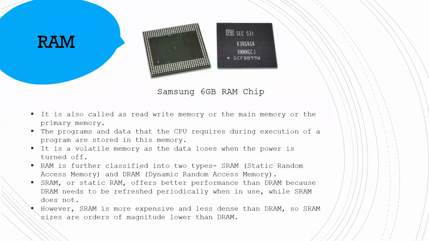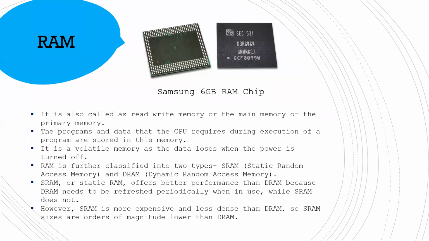SRAM, or static RAM, offers better performance than DRAM, because DRAM needs to be refreshed periodically when it is in use, while SRAM does not. What is the difference between SRAM and DRAM? SRAM offers better performance, so SRAMs are better. DRAMs are not better than SRAM, because with DRAM you need to refresh it over time, while SRAM does not.